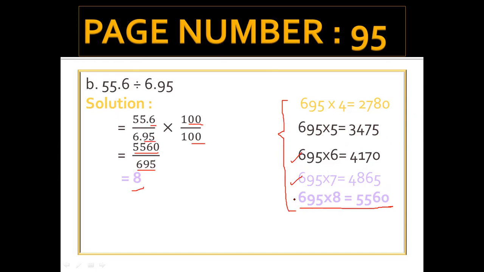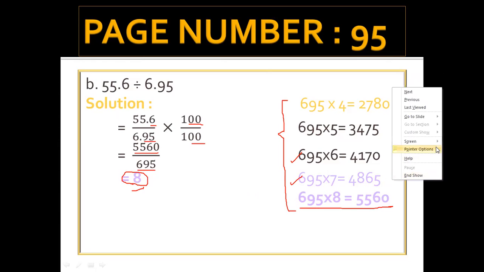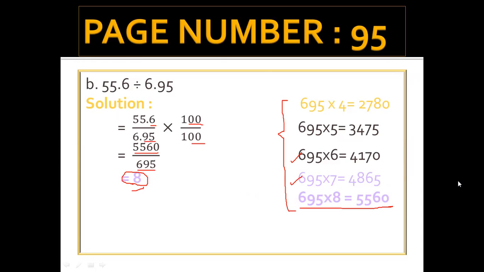695 multiplied by 7. Again we have 4865, but we need which number? 5560. So we check with the other number. The next number is 8. 695 multiplied by 8. And here we got our answer. It means that when we multiply 695 with 8, we get 5560, or when you divide 5560 with 695, 8 will be your required quotient.